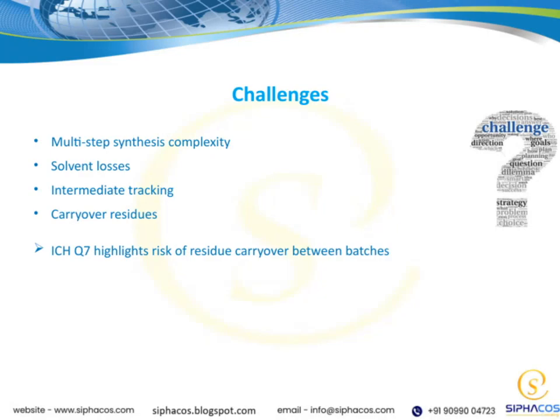Let's take a closer look at some of the common challenges we face in multi-step synthesis processes. First, the complexity of these syntheses can really add layers of difficulty, making it harder to control every step precisely. Then, there's the issue of solvent losses, which might seem minor but can accumulate and impact the overall yield and purity. Tracking intermediates throughout the process is also crucial, as missing a step or losing track can lead to inconsistencies. Additionally, carryover residues from previous batches pose a significant challenge, especially when it comes to ensuring product purity and compliance.